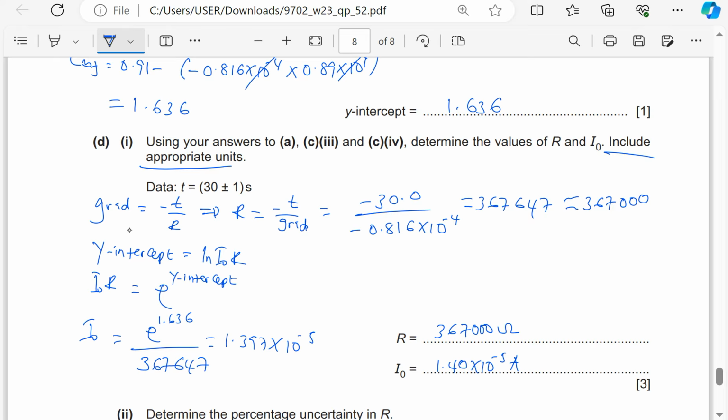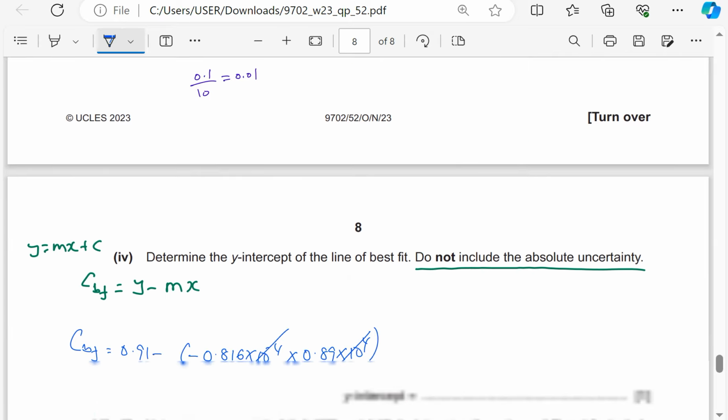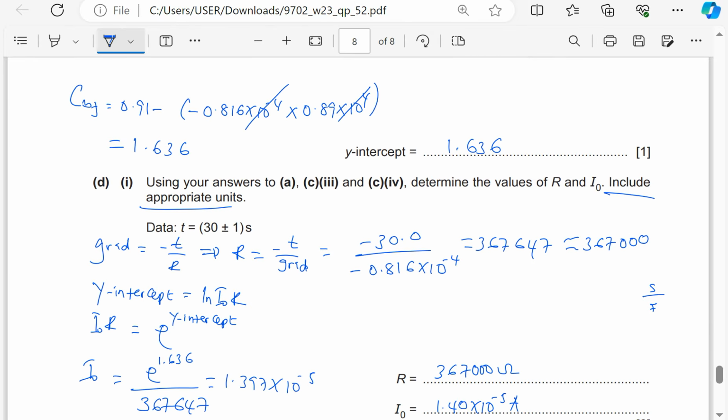The R is T over gradient, and T is in seconds. The gradient was, on the y-axis, it was constant. On the x-axis, it was per farad. So R is equal to S over the gradient, which gradient was 1 over per farad. So 1 over per farad still becomes S per farad.